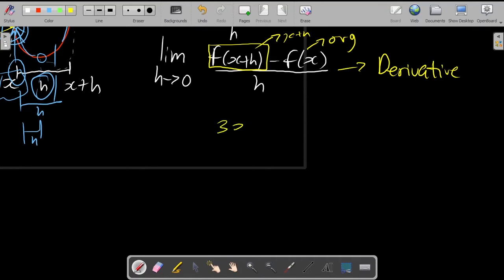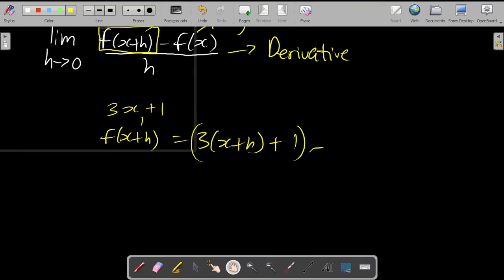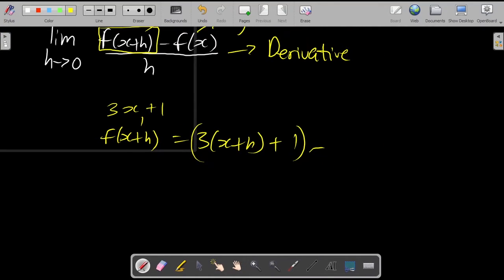For example, if you have 3x plus 1, now this f of x plus h would be 3 times x plus h, plus 1. So in the place of just x, you substitute x plus h over there. And all of this will subtract the original thing, which is just f of x. Let's just substitute so I show you how you actually use this formula. And at the bottom, you just have h.